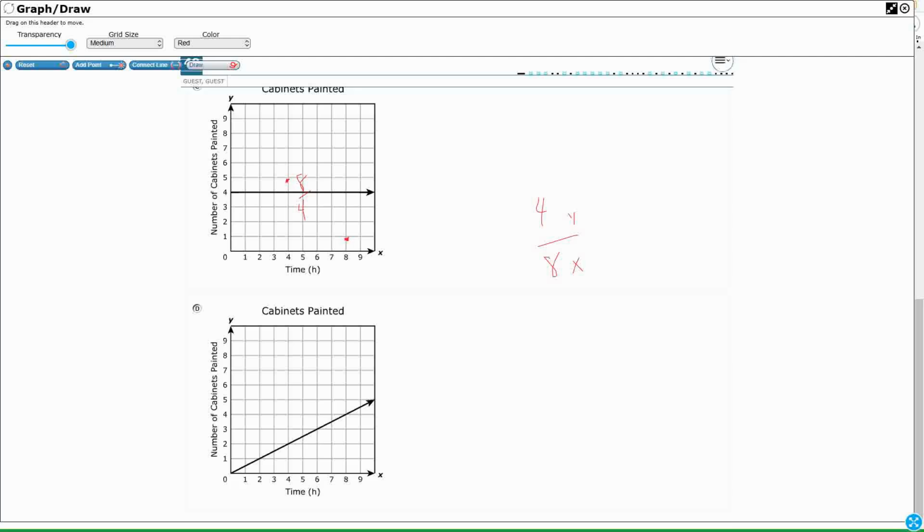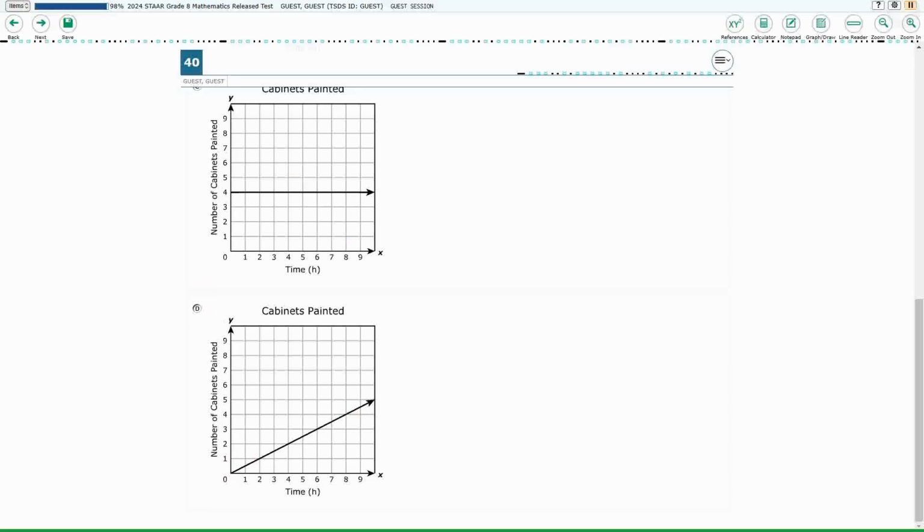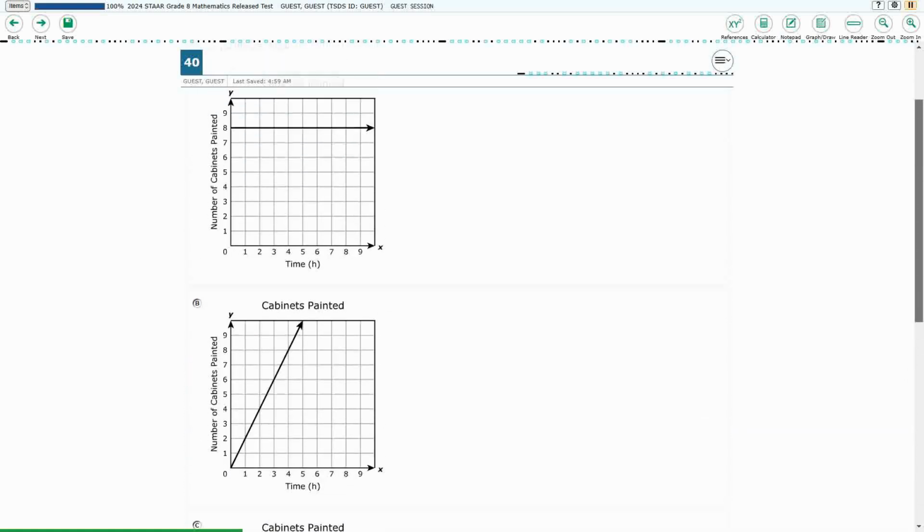Look to see what we're going to get on D here, right? We have 4 cabinets, 8 hours. That's an x value of 8, y value of 4, and we hit it right there. And that is our slope of 1/2 because we go up 1, we go over 2. So we're ending on a fairly easy one. And our students did pretty well on this.